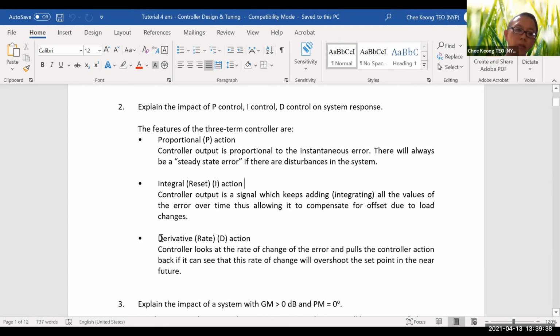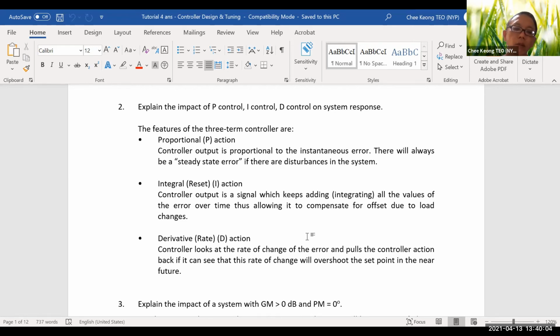Now, for the D controller, if you read this text, it says that the controller looks at the rate of change of error and pulls the action back if it sees that the rate of change will overshoot, and sets it nearer to the future. So basically, it's an action that looks at the future, an anticipation. If it's turning right, you will move more to the left to counter the action.